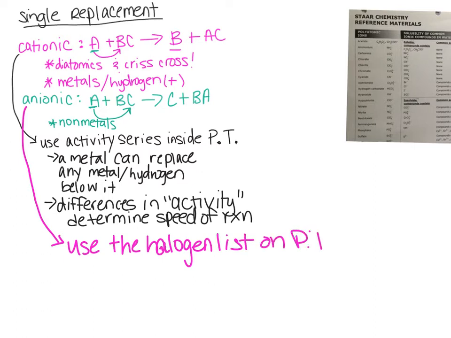On your periodic table. Okay? So the halogens are group what? Group 17. Not noble gases, the one next to the noble gases, right? And so that's just your fluorine, chlorine, bromine, and iodine. Those are typically the ones that we're going to see in the single replacements that are anionic.